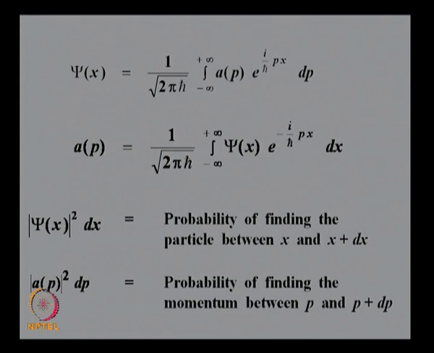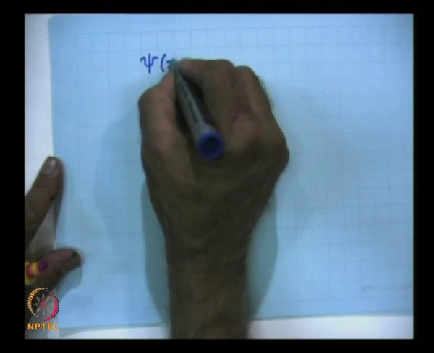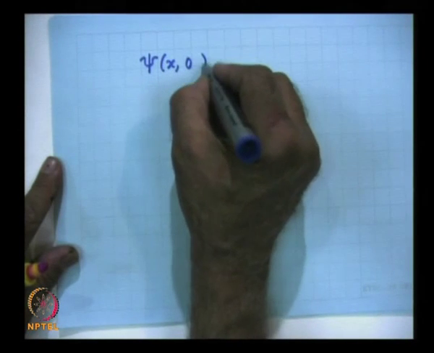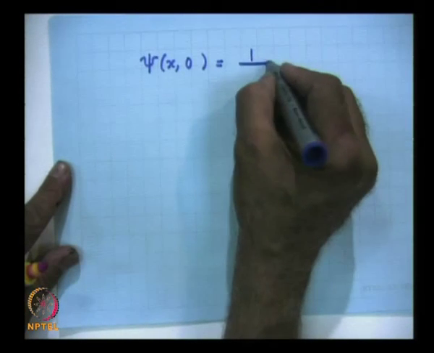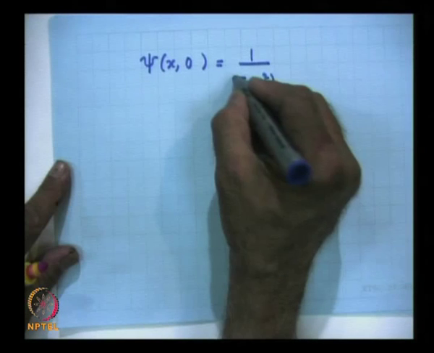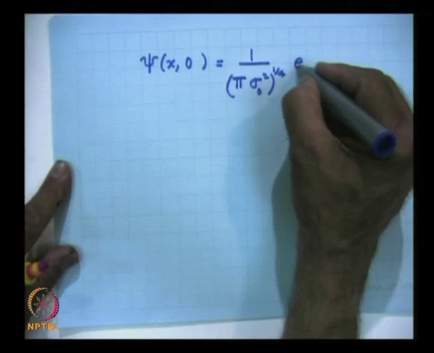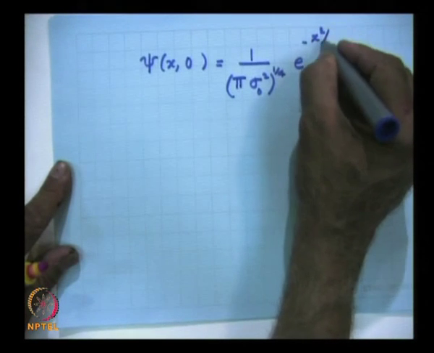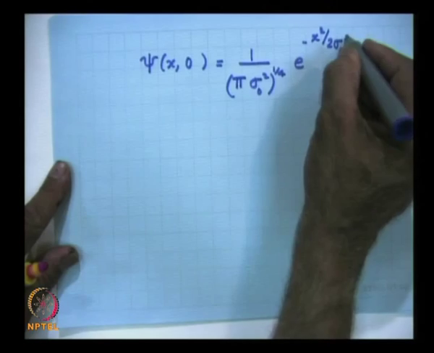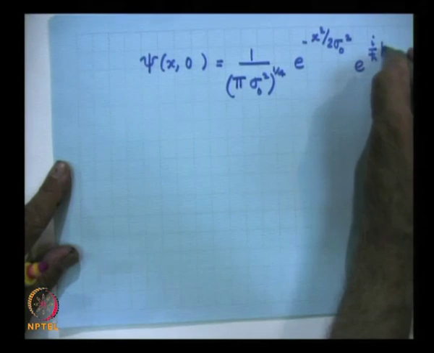I conclude today's talk by writing the wave function, which is psi x at t equal to 0, let us suppose. We considered this two turns back: (pi sigma 0 square) raised to the power of minus 1/4, e to the power of minus x square by 2 sigma 0 square, e to the power of i by h cross p naught x.